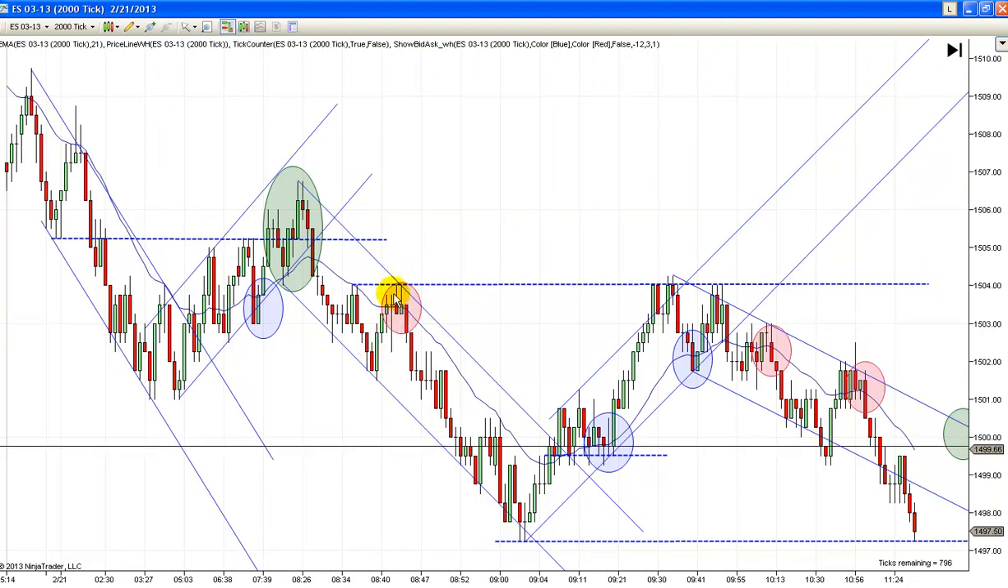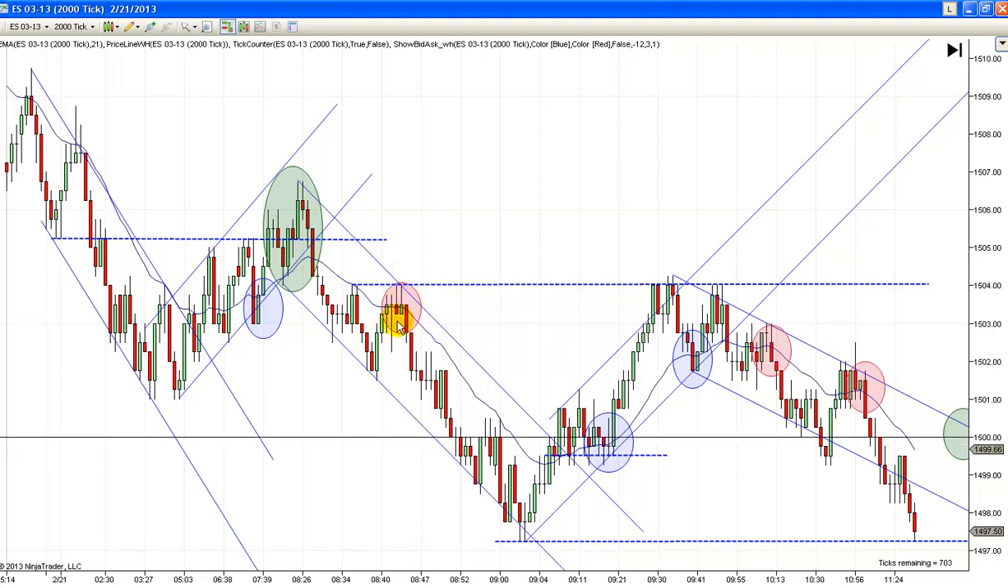Notice 2 legs up, a nice little reversal bar. It's a double top at the EMA. It's right off the trend line. You got to take that one. And that was the setup to take. That was the move. I actually exited a little bit early.